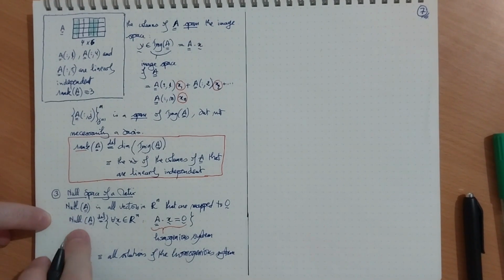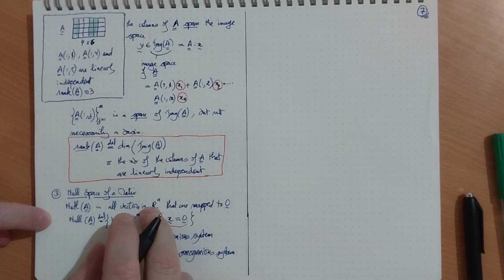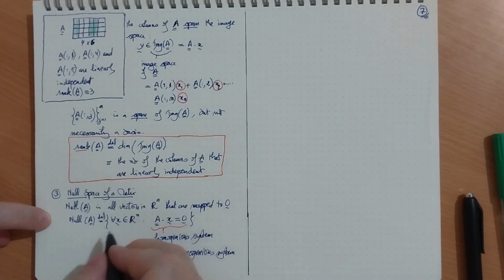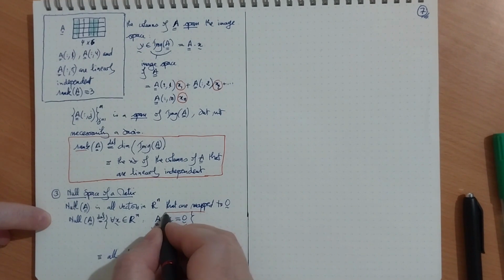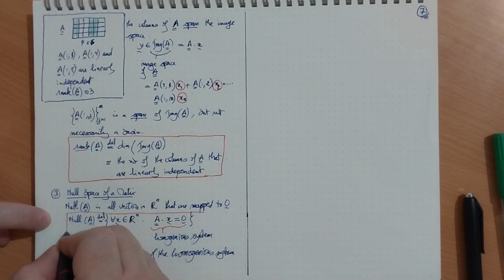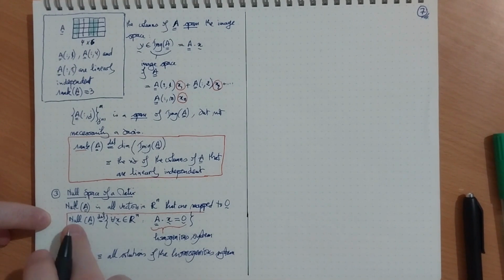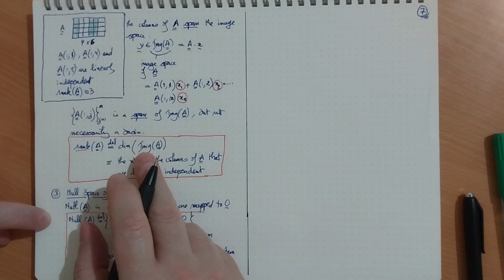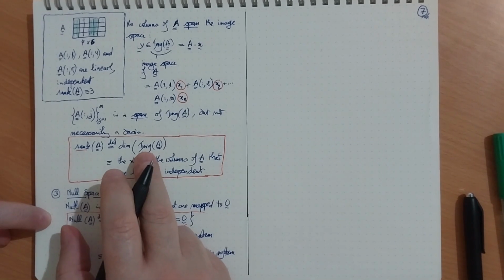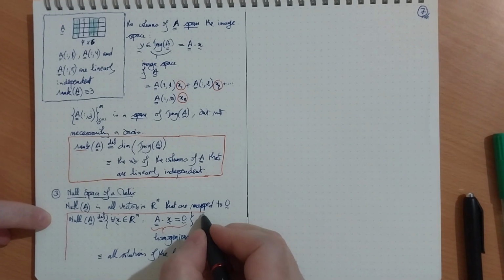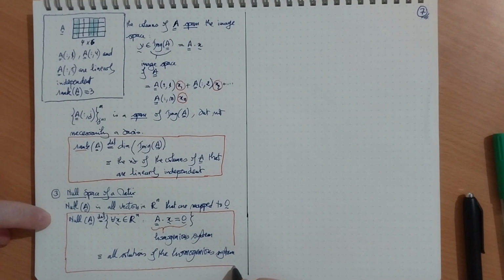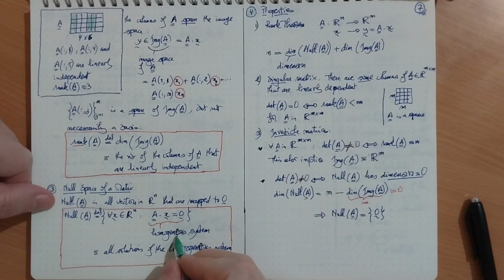Be careful here: the null space belongs to Rn, and the image space belongs to Rm. Because the null space is related to the sources, and the image space is the space that contains all the images, all possible images. Note that homogeneous is with an E, not an I. Homogeneous.